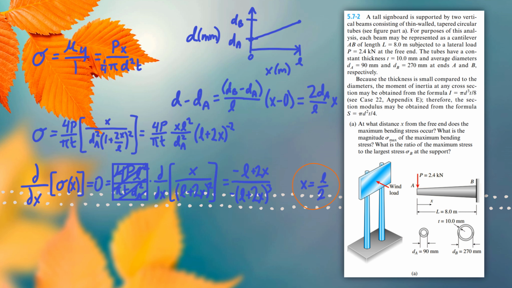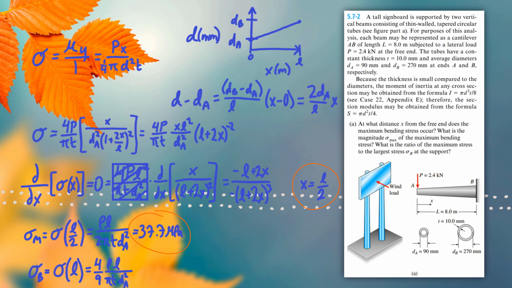Beautiful and easy. Now to find the magnitude, now that we have the location, we need to plug that location into our sigma equation, because that's sigma as a function of some location, and we'll get our maximum stress. And then we also want the ratio from the maximum to the largest of the support. So we need to find the support, and the support is located L away from our origin, so that's where we're going to be plugging in this time, which gives us this.